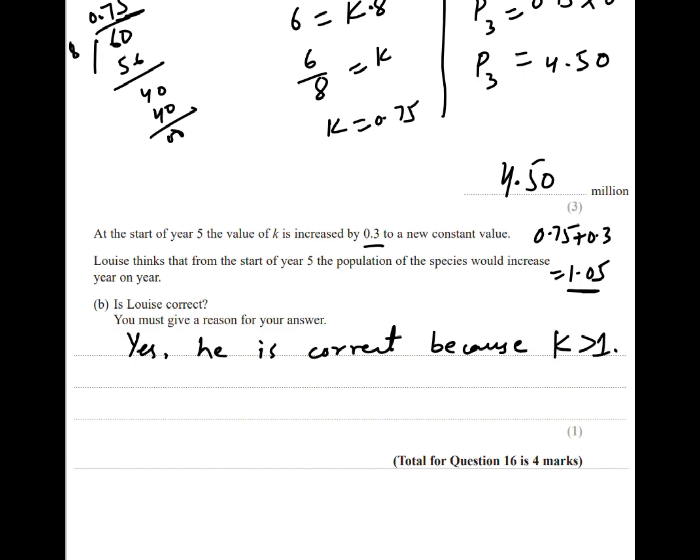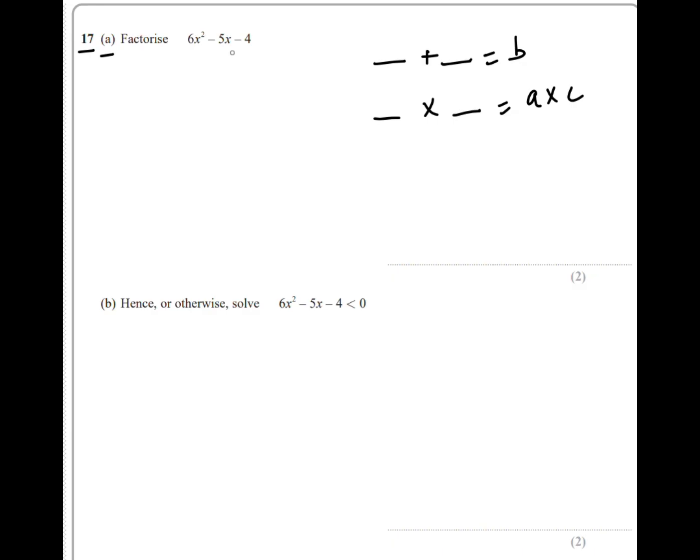Question 17 says factorize 6x squared minus 5x minus 4. So do you remember the sum and product method? You need to think of two numbers whose sum should be equal to b and whose product should be equal to a times c. Now usually a is 1, so we just make it equal to c, the last product. This is the general form of the quadratic equation for reference.